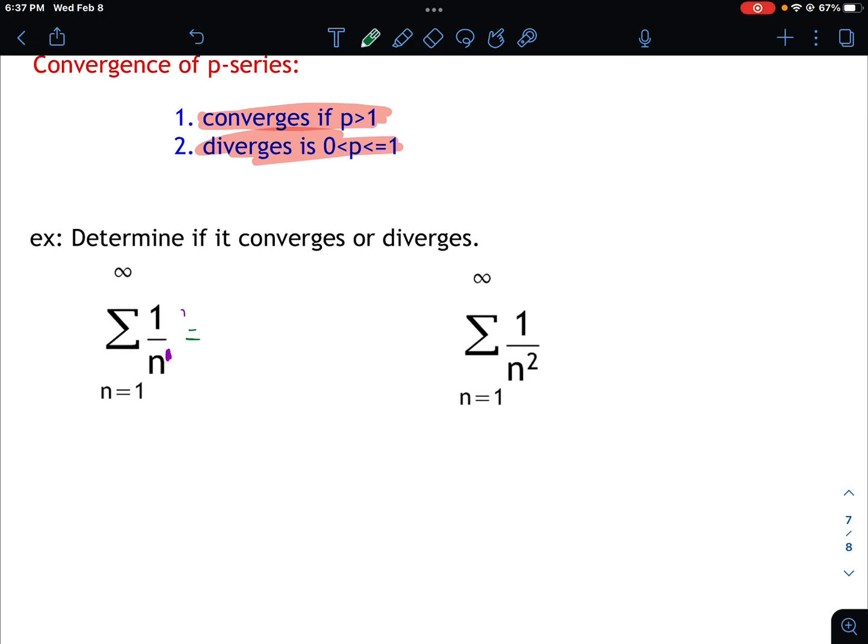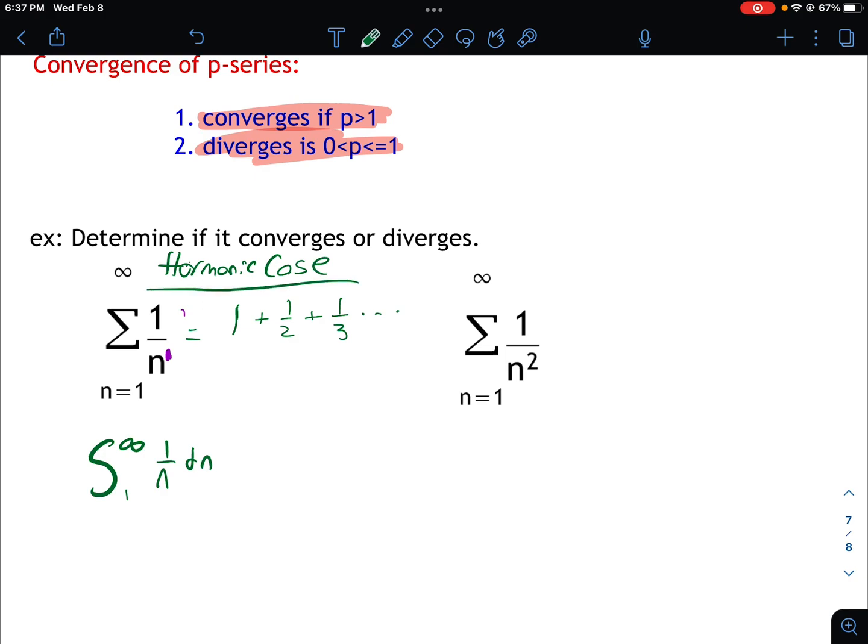What we know with this is that if we plug in 1, we're going to get 1. If we plug in 2, we get 1/2. If we plug in 3, we get 1/3. So we know it's positive, decreasing, and continuous from 1 to infinity. So let's go ahead and take the integral. The integral from 1 to infinity of 1 over n dn, this is the harmonic case. This is going to be a great tool for us to use when we get to comparison tests.